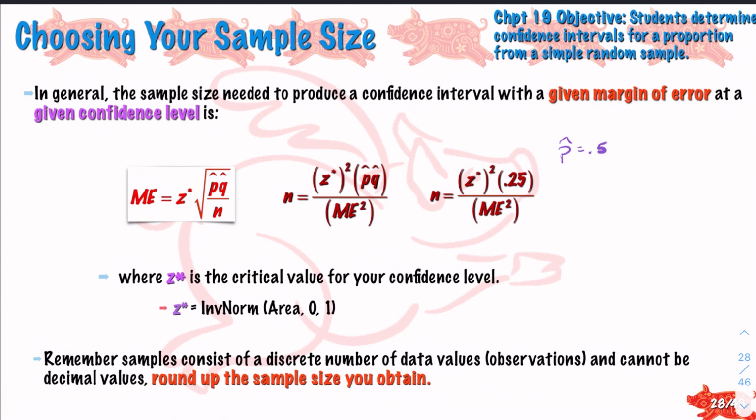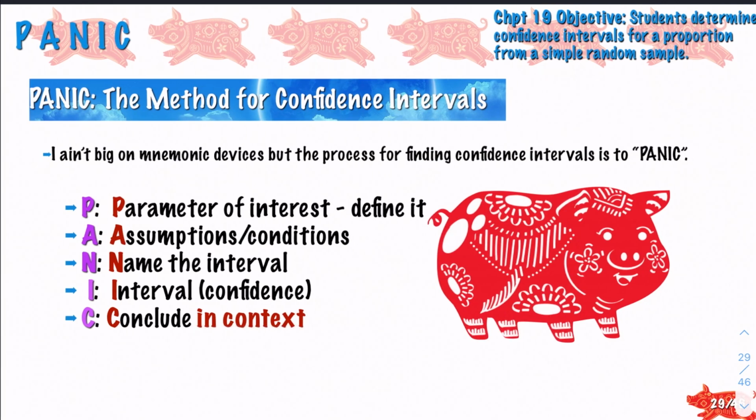And again, z star is the critical value for the confidence level, which we find by inverse normal, that's our area, 0, 1. Remember, samples consist of a discrete number of data values or observations and cannot be decimal values. So round up the sample size you obtain, okay? I'm showing you this because there are going to be about 2 or 3 homework problems that ask you to find the sample size. This is the work that you have to do. If you want to make note, this is on slide 28 of our notes.